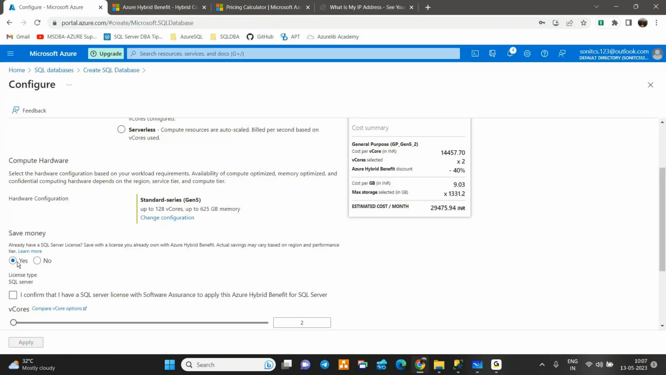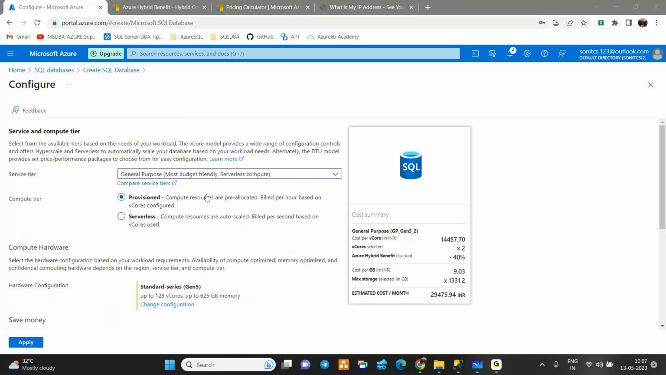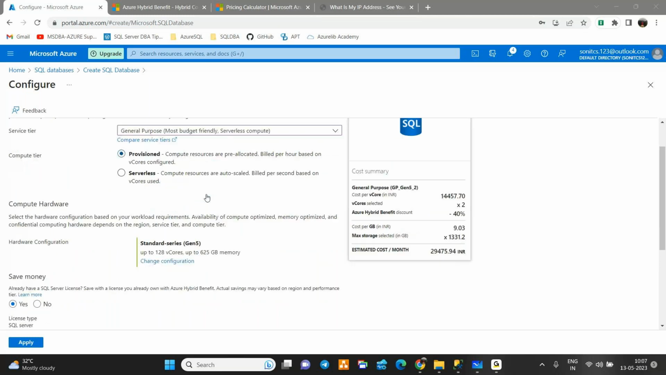Is it called hybrid? Yes, it's a hybrid. Technically, you should call it a hybrid. Your Windows license team will contact you for further details on the licensing part. They will contact you.